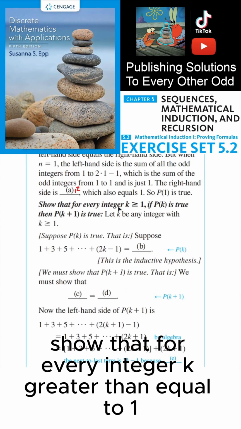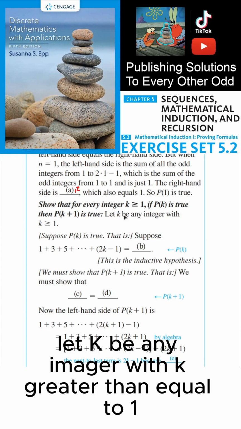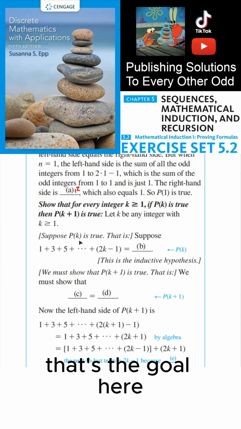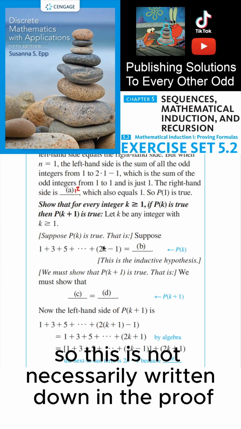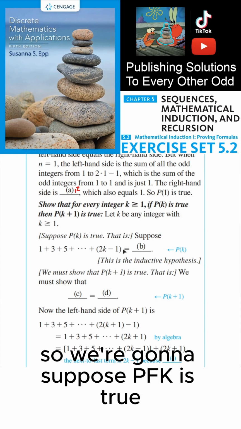Show that for every integer k greater than or equal to 1, if P of k is true, then P of k plus 1 is true. So this is what we want to show here. Let k be any integer with k greater than or equal to 1. We're going to suppose that P of k is true. That's the goal here. Notice how this is a commentary, so this is not necessarily written down in the proof, but it's constructive to understand the flow of the proof. So we're going to suppose P of k is true.